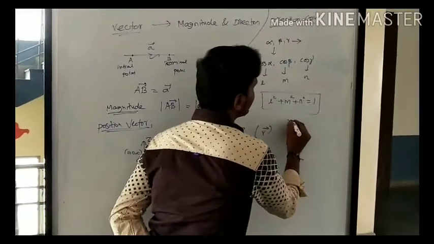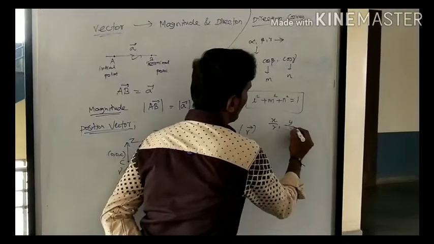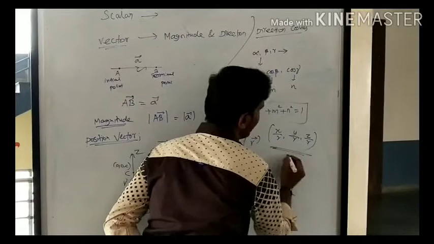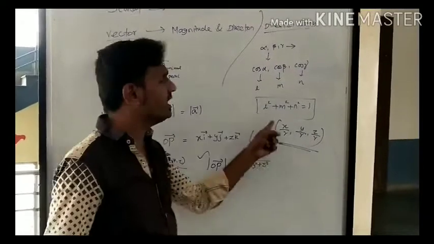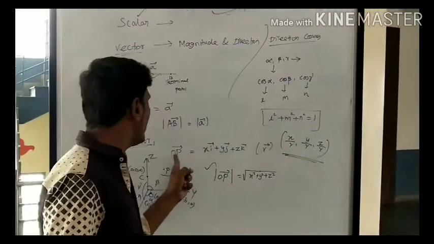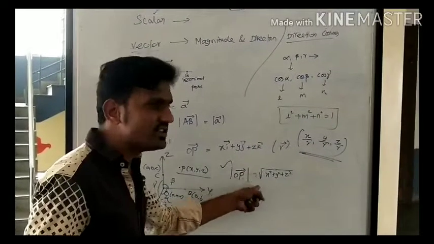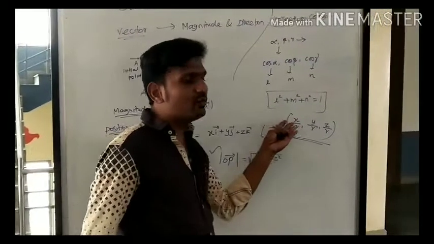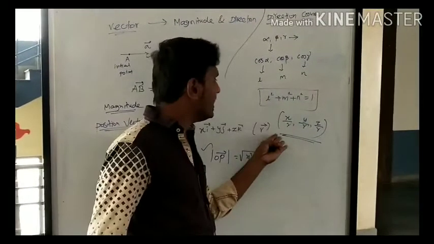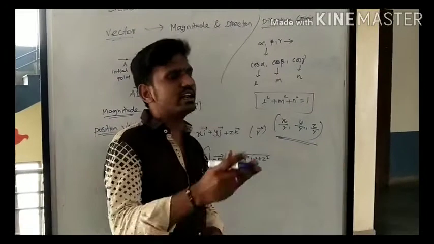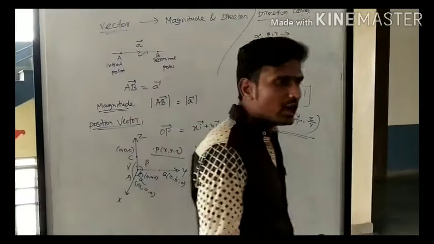That is x by r, comma, y by r, comma, z by r. So these three are the direction cosines. X by r means you already know the x coordinate, right? The magnitude of r is the square root of x square plus y square plus z square. So we are going to mention that x by r, y by r, z by r is the direction cosine. Have we understood now?